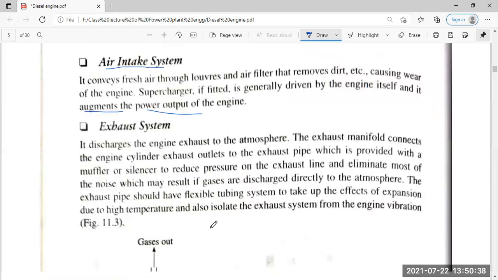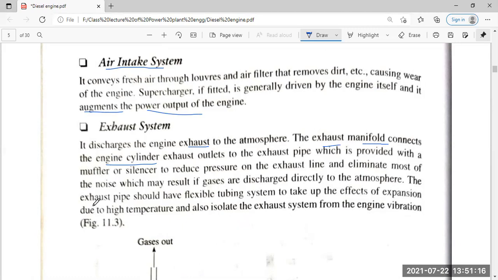Next, the exhaust system. It discharges the engine exhaust to the atmosphere. First is the intake, next is the exhaust. The exhaust manifold connects the engine cylinder exhaust outlet to the exhaust pipe, which is provided with a muffler or silencer to reduce pressure in the exhaust line and eliminate most of the noise, resulting in gases being discharged directly to the atmosphere.